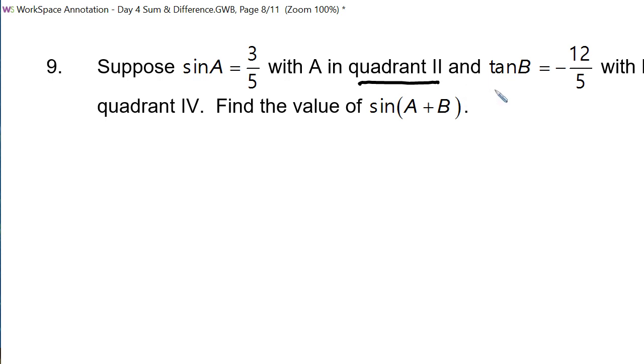Here's angle A. And they gave us sine, again, which is opposite over hypotenuse. So the opposite side is 3, the hypotenuse is 5, and what is this missing leg? 4, but if it's on the left side of 0, it needs to be negative. Be careful with those legs. And angle B is in quadrant 4.